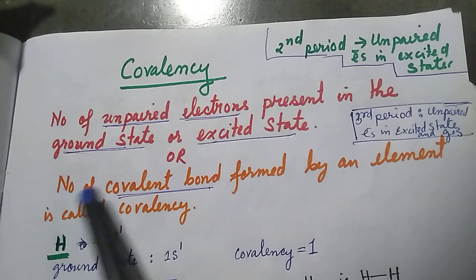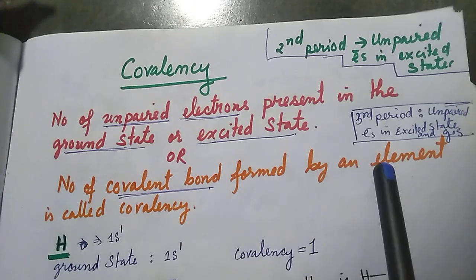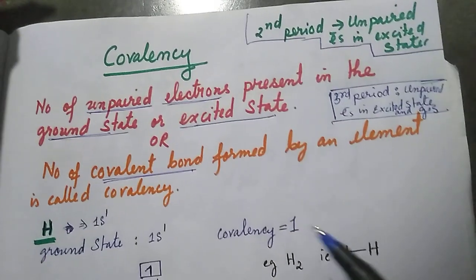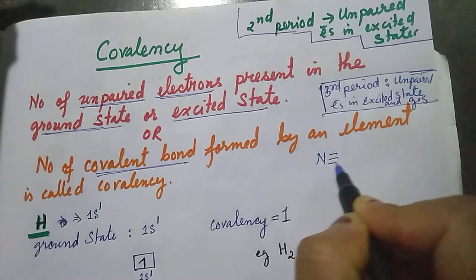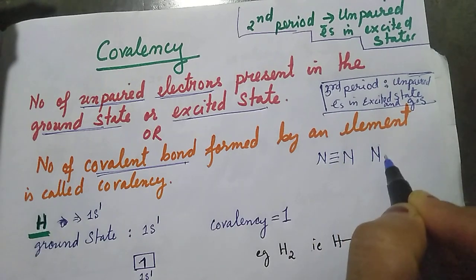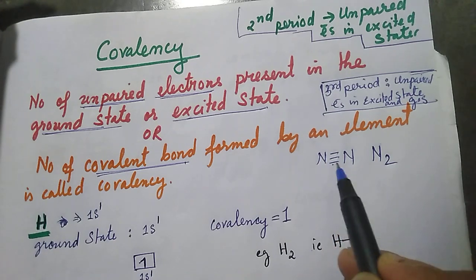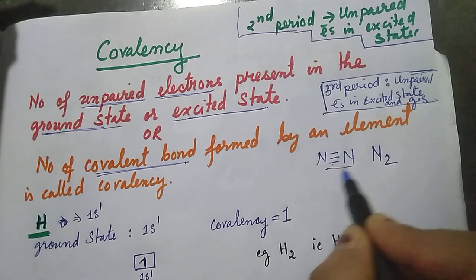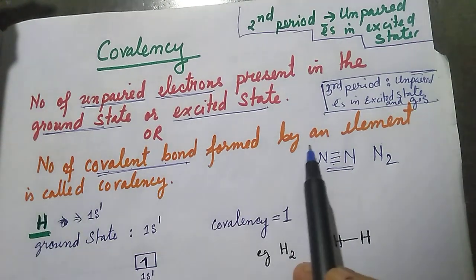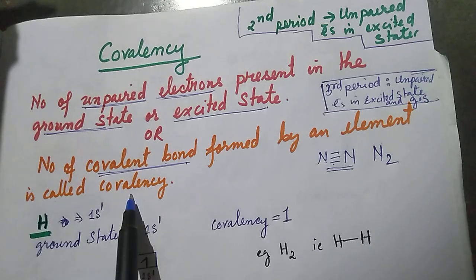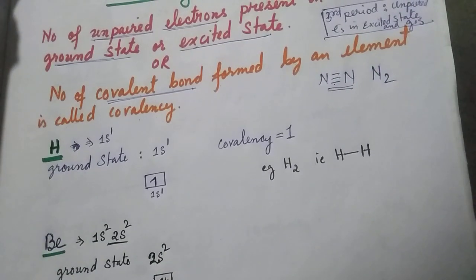Or we can also say that the number of covalent bonds formed by an element is called covalency. Like if I take nitrogen, N2, what is the bond here? How many bonds are here? 3. So we will say that the covalency is 3. So the number of covalent bonds formed by an element is called covalency. Now let us take some examples.